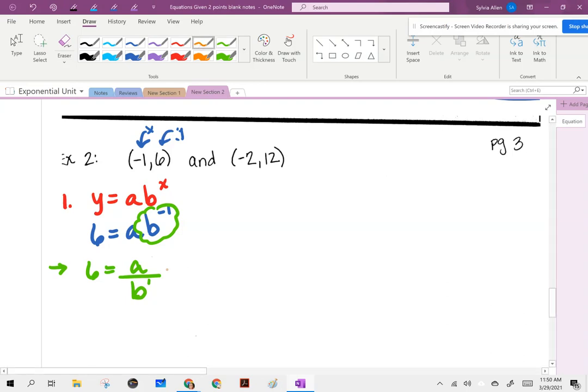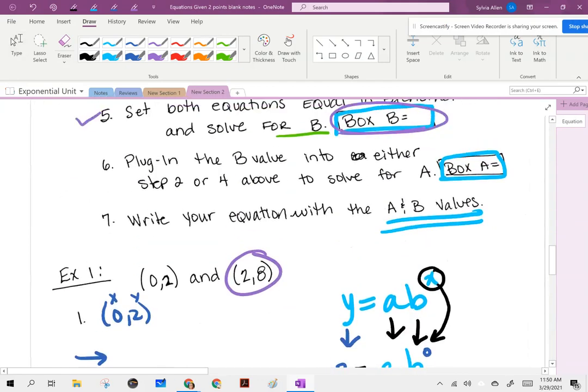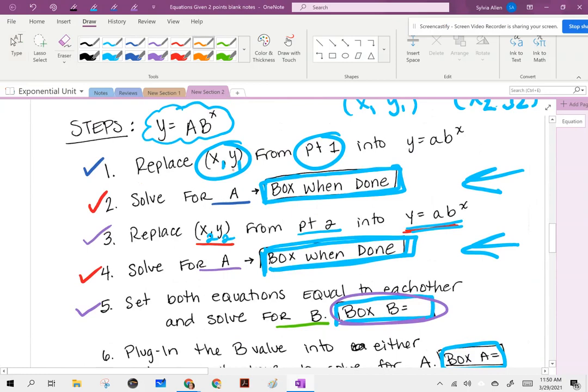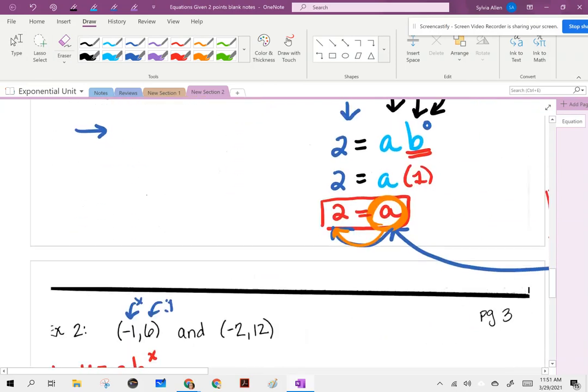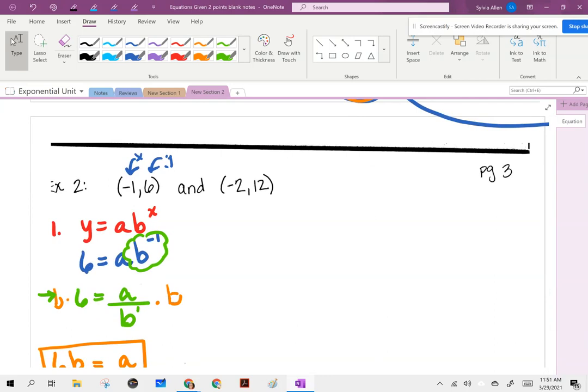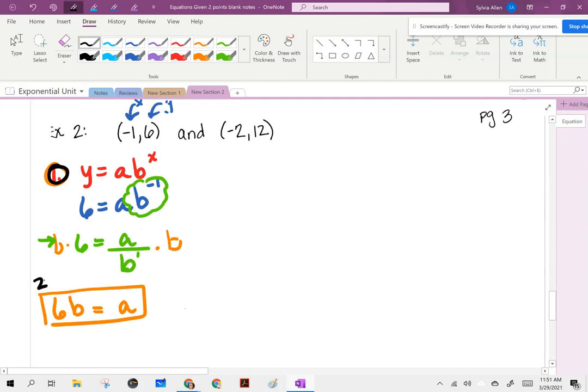So let's take a look at how we would do that. We could multiply both sides by b. So I have 6b is equal to a. And that's all I'm doing. I just had to get a by itself. Okay, so again, looking at the steps, we replaced x and the y from point 1. And then we also solved for a and we boxed it when we were done. So this part right here is step 1. And this was step 2.